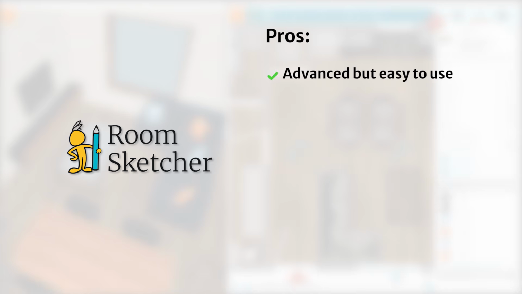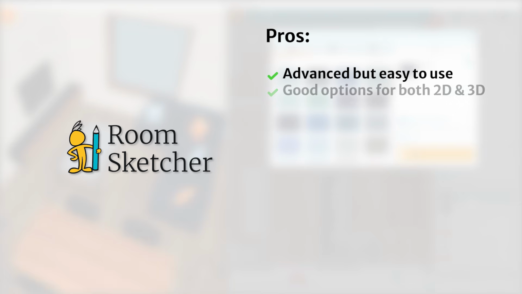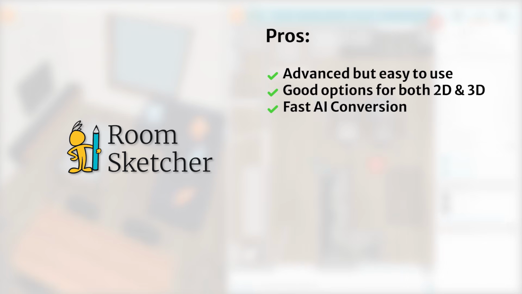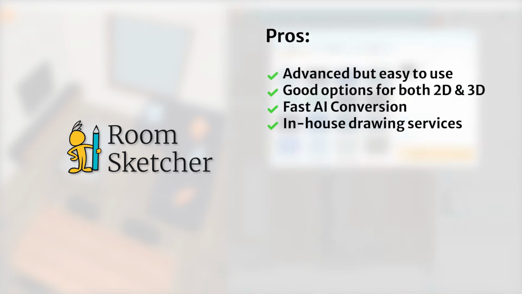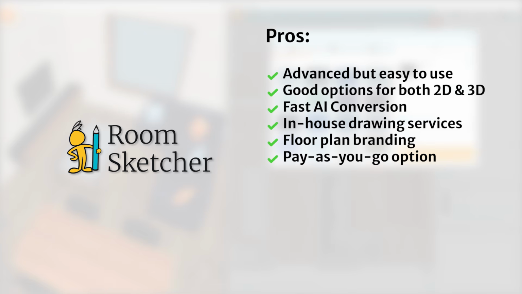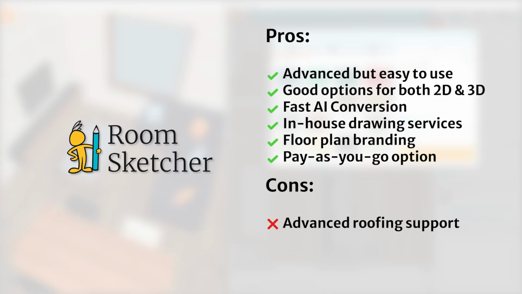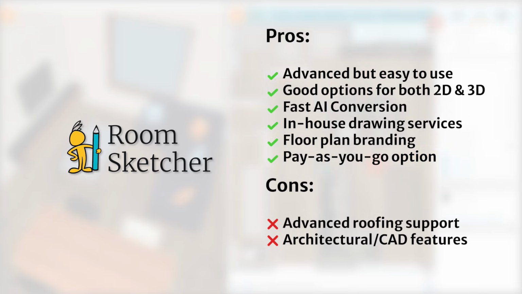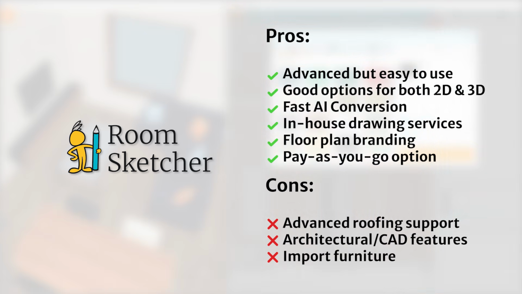RoomSketcher's standout features are its ease of use considering all the advanced features. It has good feature options for both 2D and 3D planning. AI-powered floor plan conversion. It provides in-house drawing services. Its floor plans can be branded professionally for client presentations. And it provides a pay-as-you-go option aside from subscriptions. Its cons are a lack of support for advanced roofing options, a lack of focus on architectural or CAD features, and a lack of support for importing furniture.